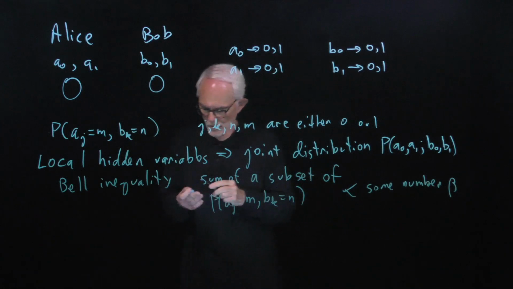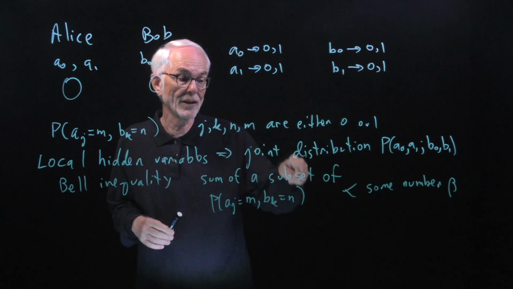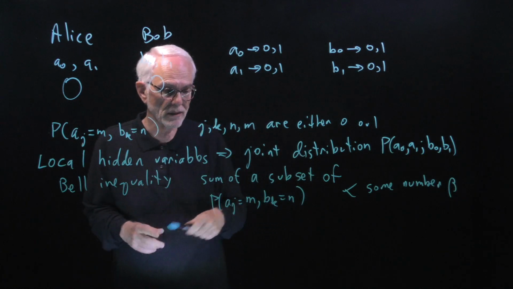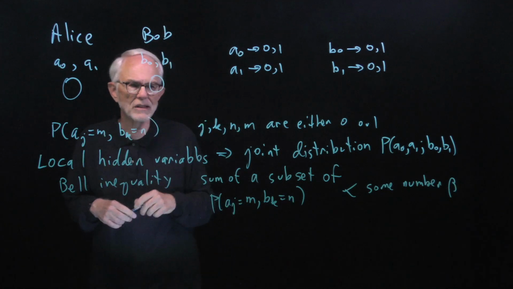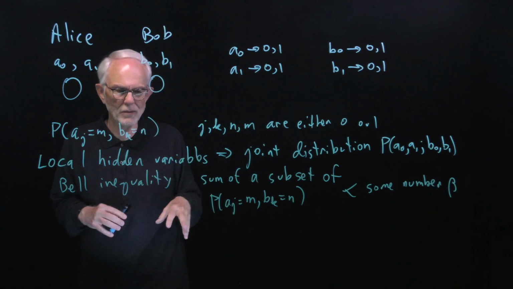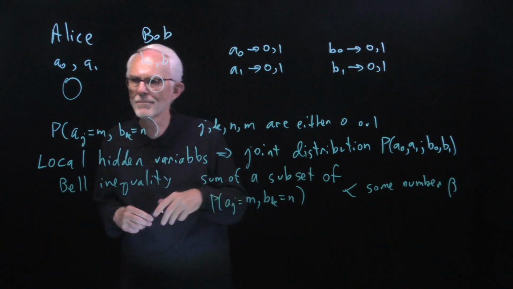So what we're going to have to do is find out what that number beta is, and we're also going to have to figure out what subset of probabilities we're going to be interested in taking. That subset is actually going to be dictated by looking at the quantum mechanical situation. So let's go ahead and do that next.